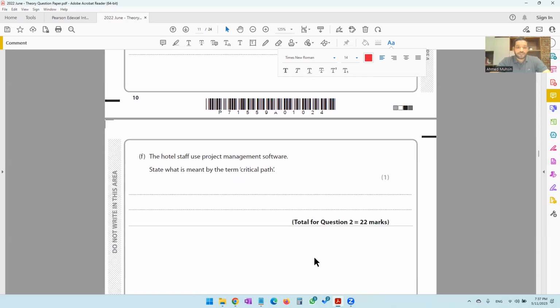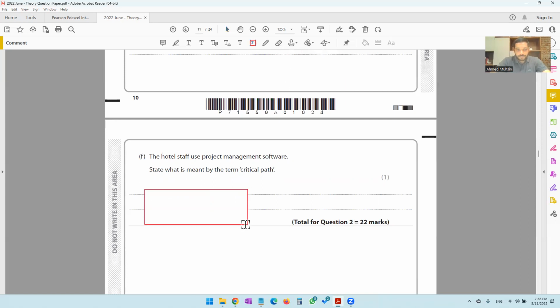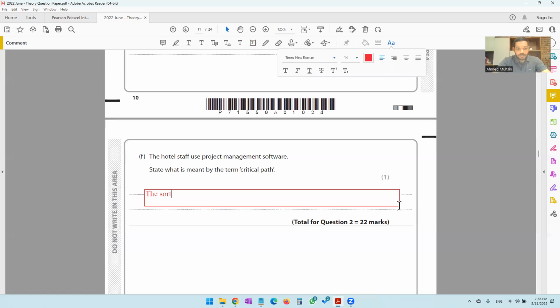Now, in project management software, we have something called critical path. Critical path is basically the shortest amount of time that is needed to complete the project. That is what you call critical path. Shall we put that over here? The shortest amount of time, or you can say the shortest path. You can either say shortest path or the shortest amount of time. We'll say the shortest path to completing the entire project.